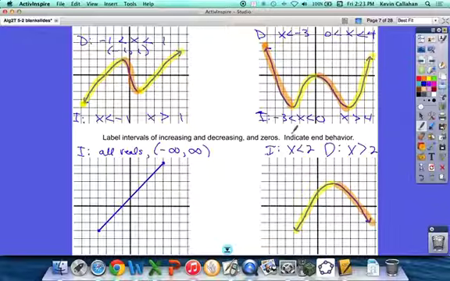On the left, down, and on the right, up. And on this one, on the left, down, on the right, down. Pre-calculus does it like this. They say falls to the left, rises to the right. That's the way they would say the same thing.